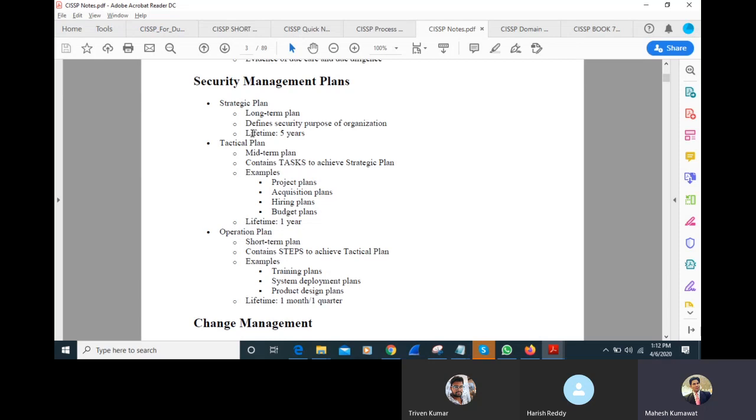The next is 5 years: what's your goal for security? How do you achieve it? We need to go for endpoint security and buy some licenses. We need cloud computing concepts to come into the picture at the same time. So the company is going for the long-term plan as well. So long-term plans are strategic plans, the technical plan is for 1 year, and the operational plan is basically for 1 month or 1 quarter.